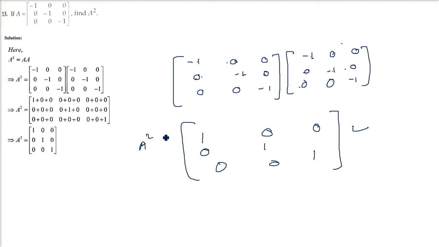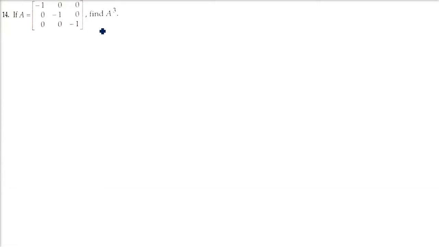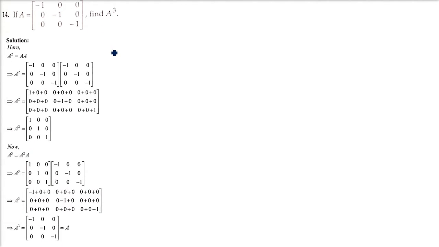So this is your A square. This is your identity matrix, with 1 and 0 remaining. Just put it there. Same thing you have to do for AQ. A square we have already done just now in the previous question, so let me write the A square which we have already done, and now we will multiply it by A.